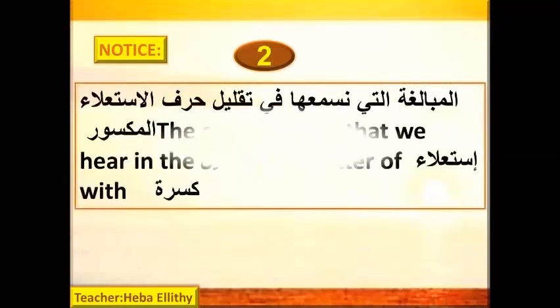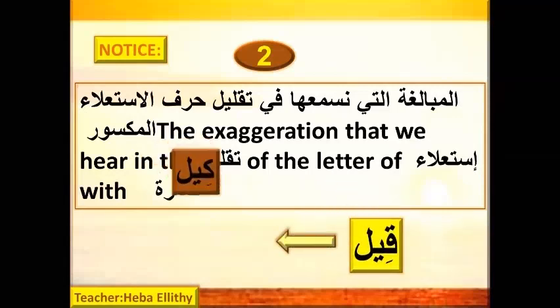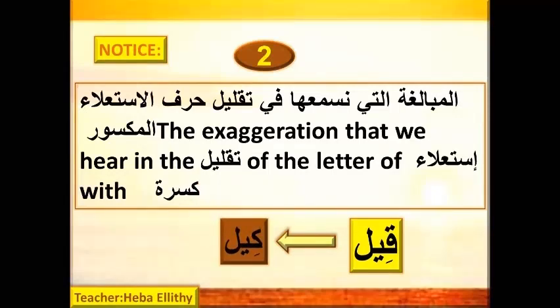Second mistake here, which is المبالغة التي نسمعها في تقليل حرف الاستعلاء المكسور, the opposite way. The exaggeration that we hear in the تقليل of the letter of استعلاء with كسرة. Like the word قيل, some people read it كيلة. This is right and this is wrong. قي is different than ki.